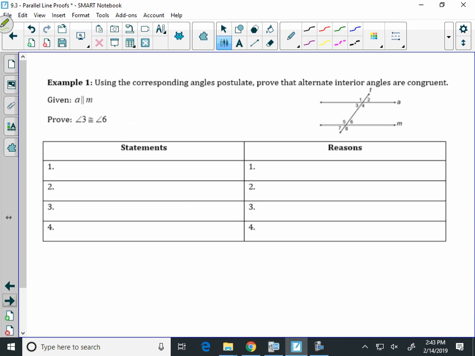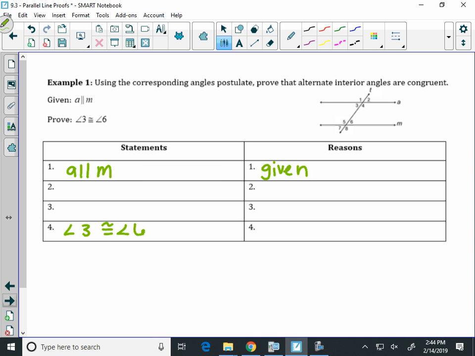If we take a look at our first proof, we're going to use the corresponding angles postulate to prove that alternate interior angles are congruent. We're given that A is parallel to M, and we're trying to prove that angle 3 is congruent to angle 6. Whenever you fill out a proof, you always want to fill out the skeleton or bones of your proof. Your very first statement every single time is what you're given, and your reason is given. So we were given that A is parallel to M. Your last statement is what you're trying to prove: angle 3 is congruent to angle 6.